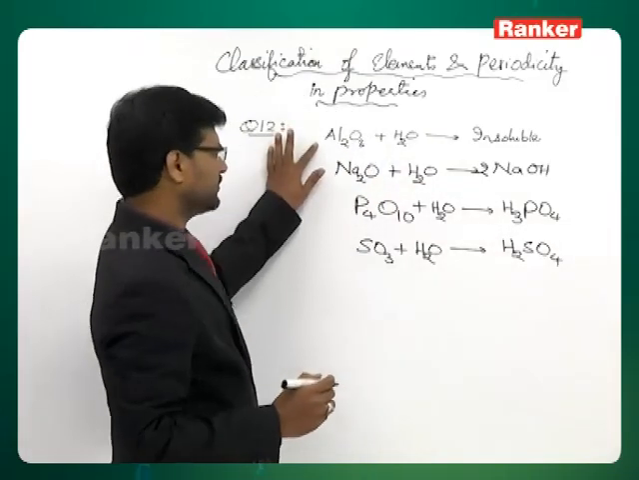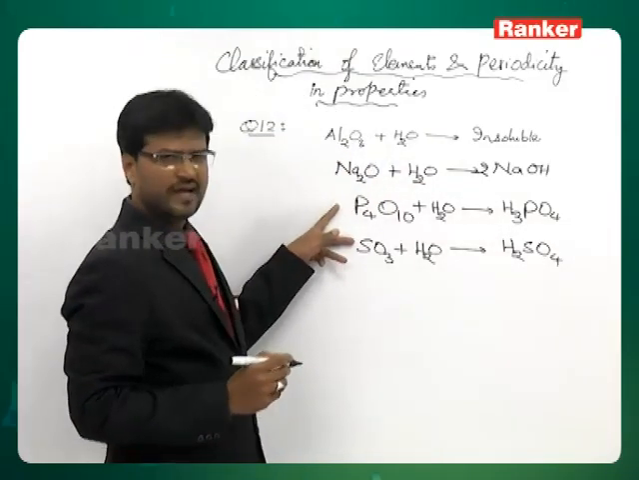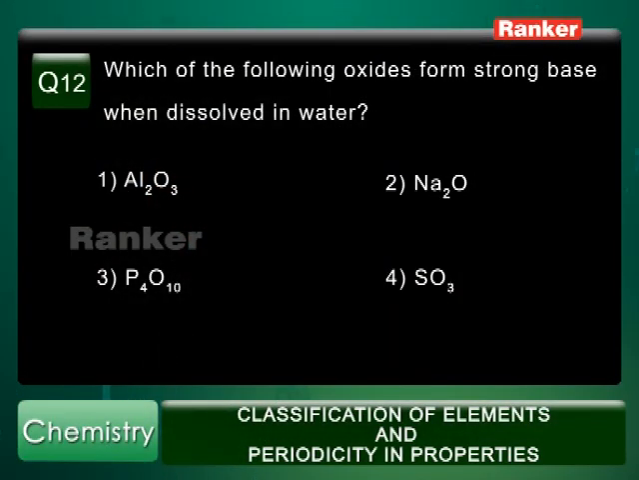So while Al2O3 is insoluble, these two produce acids. So the correct answer definitely is Na2O. Second option is the right answer. Na2O, when dissolved in water, produces the strong base sodium hydroxide.